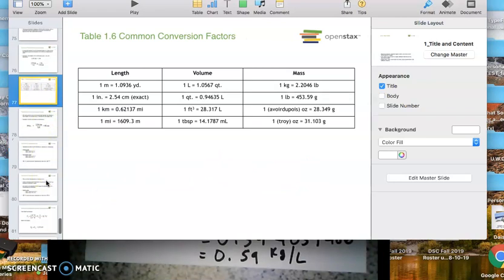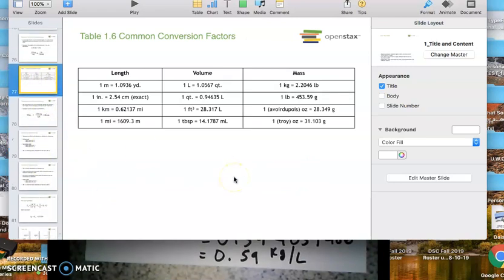Here are some other examples of common conversion factors. Okay, 1 kilogram is equal to 2.2046 pounds. Okay, 1 quart is equal to 0.94635 liters. So all these different conversion factors, and we're going to learn more conversion factors as we go along. We're going to learn how to use the periodic table to make our own conversion factors. Okay, so this is not going away.